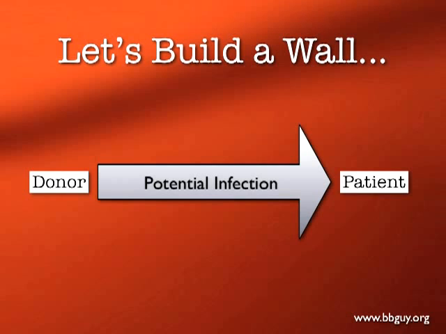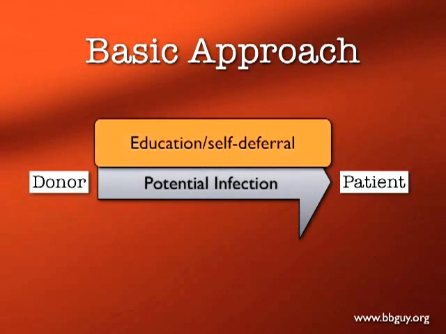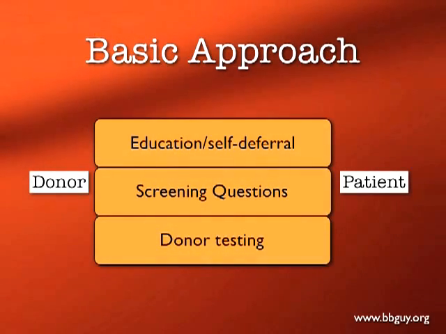The way that we do that is fairly simple. We have three main cogs, or three main bricks in the wall that we're trying to build. And those bricks, from the donor center perspective, are education and self-deferral, screening questions, obviously designed to screen donors out, and donor testing, finally. All those things work fairly well, but obviously, as you saw in the example that I just told you about, occasionally things can slip through.